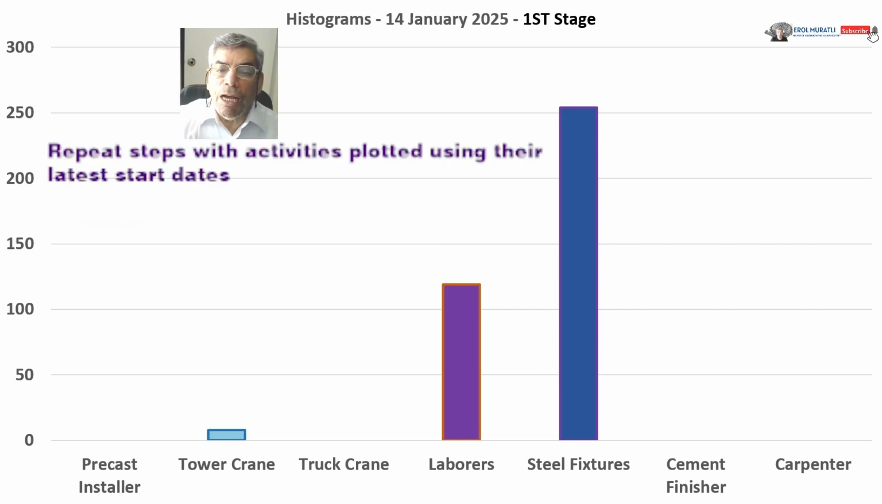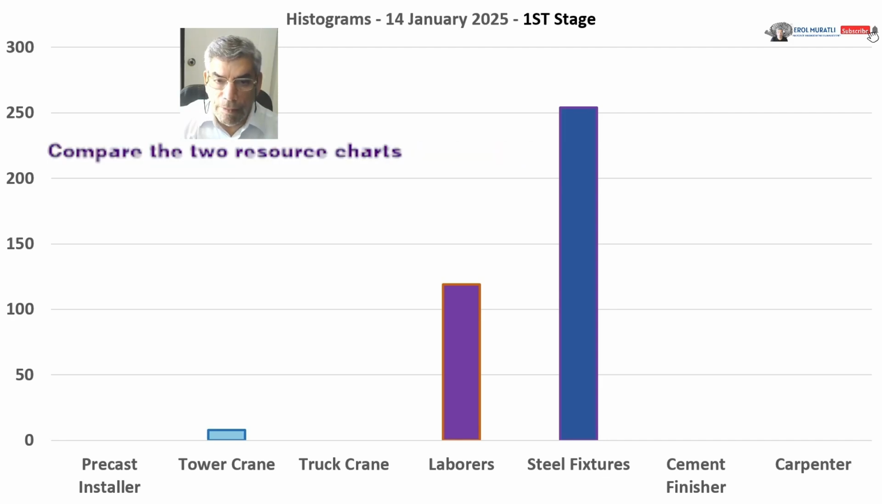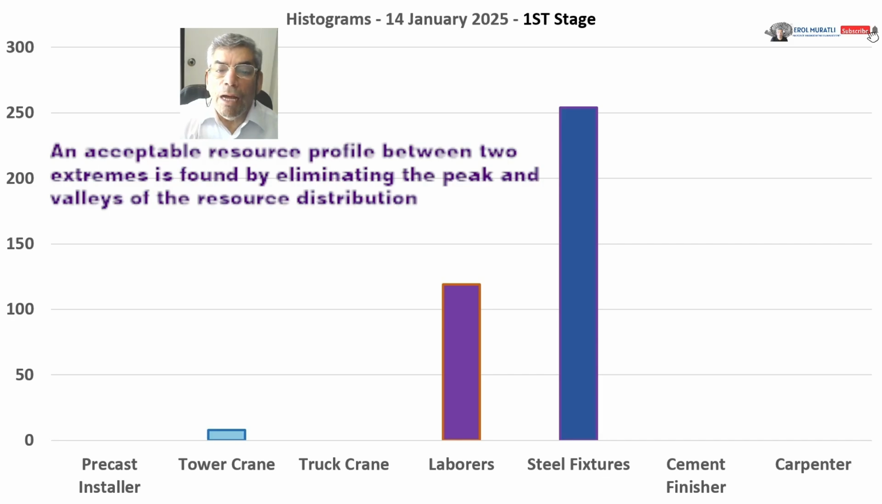Repeat the steps with activities plotted using their latest start dates. Compare the two resource charts. An acceptable resource profile between two extremes is found by eliminating the peaks and valleys of the resource distribution.